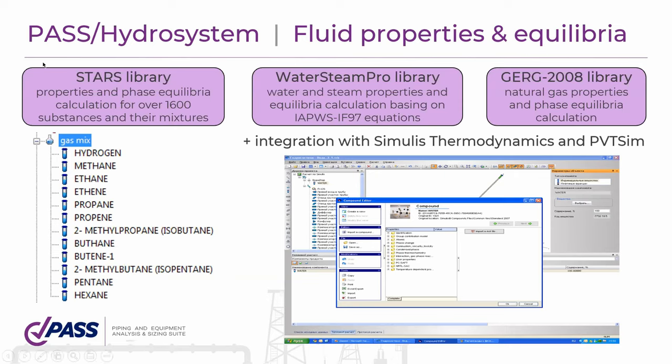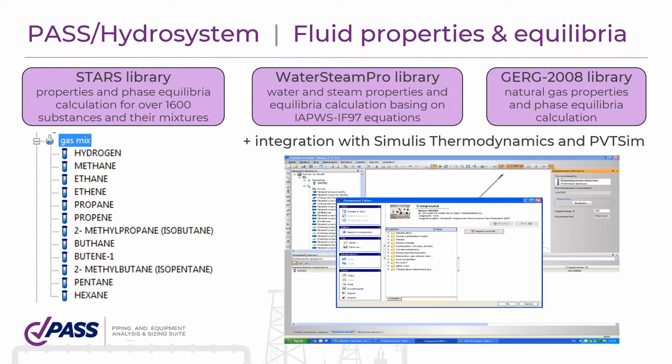And we have our main library, we call it the STARS library. The STARS library allows you to calculate properties and phase equilibrium for over 1600 different substances and their mixes. And that is huge, 1600 is a lot of components. And also the STARS library allows you to model different pseudo components. So for example, if you want to calculate oils or oil fractions, you can use the STARS library for this too.